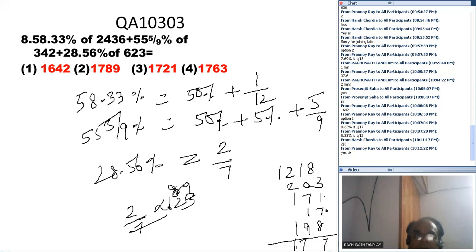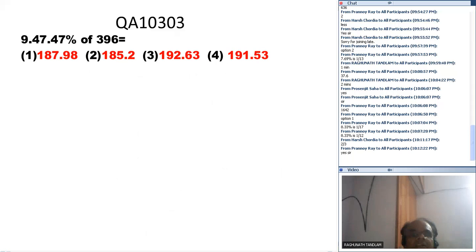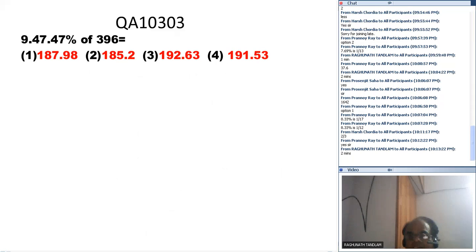Next one. So we have to convert percentages into fractions. 47.47% of 396. How do we calculate this? Take 2 minutes and do the calculation. 47.47% of 396.